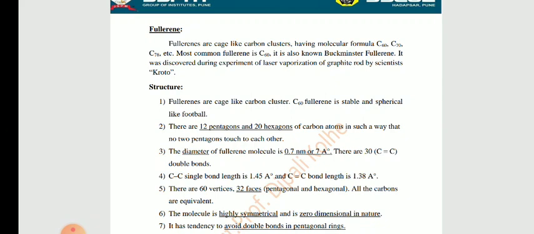Fullerenes are cage-like carbon clusters having the molecular formula C60, C70 and C78, etc. The most common fullerene is C60. It is also known as Buckminsterfullerene. It was discovered during the experiment of laser vaporization of a graphite rod by the scientist Grote. C60 fullerene is also called a buckyball because all the carbon atoms in C60 fullerene are on the surface of a sphere or ball. Therefore, it is also called buckyball or Buckminsterfullerene.